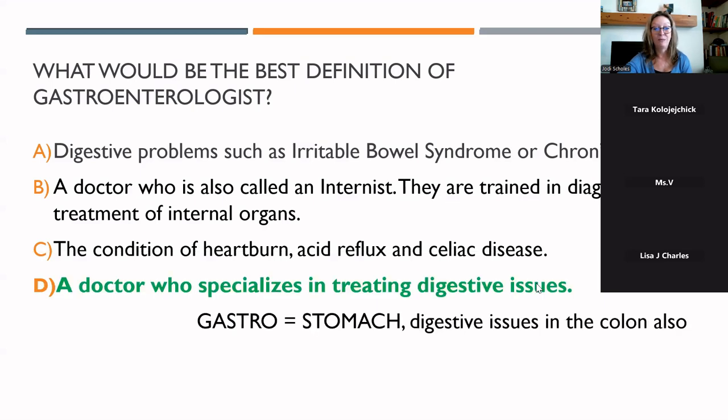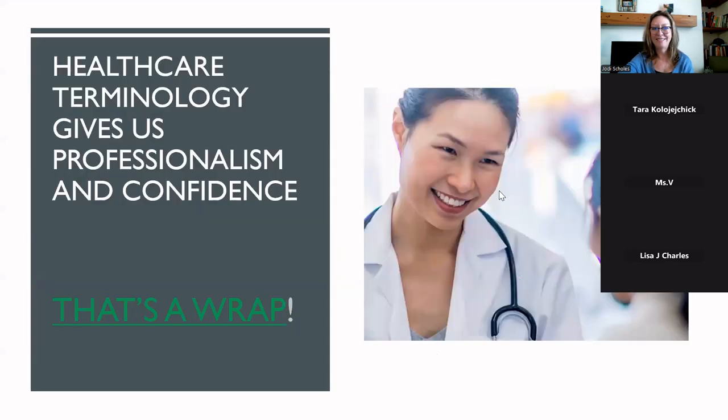Boom, take a look. Best answer? Boom. Letter D. The gastroenterologist: gastro, stomach, digestive issues, the colon, and the colon also. So the ologist is the doctor who specializes in treating those digestive issues. Excellent, excellent distinctions, you guys. Because what does a gastroenterologist treat? He treats the condition of digestive problems, IBS and Crohn's. Yes. All right.